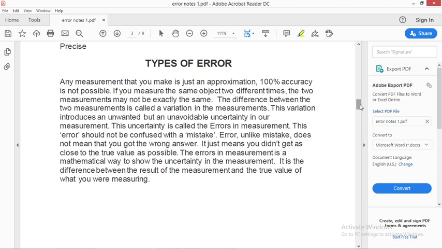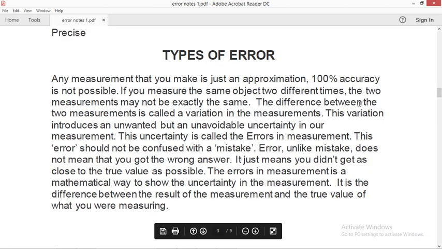Alright, now let's move on to types of errors. Any measurement that you make is just an approximation. 100% accuracy is not possible. So if you measure the same object 2 different times, the 2 measurements may not exactly be the same. The difference between these 2 measurements is called a variation in its measurement. This variation introduces an unwanted but unavoidable uncertainty in our measurement. This uncertainty is called the error in measurement.